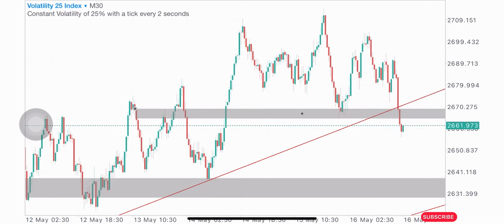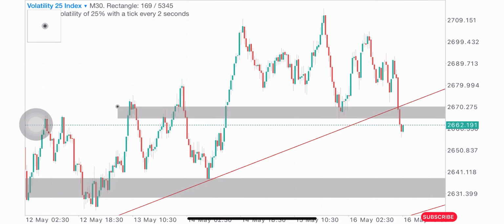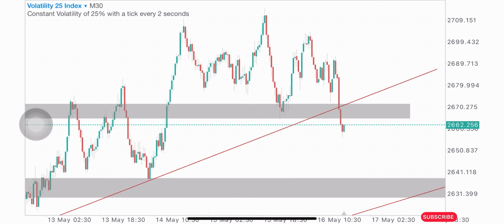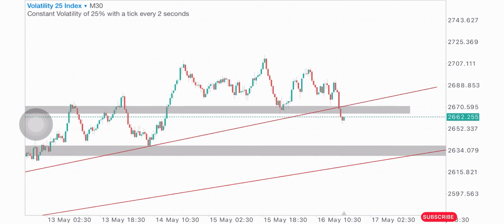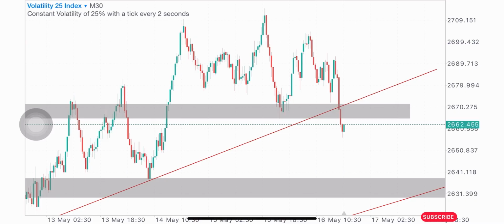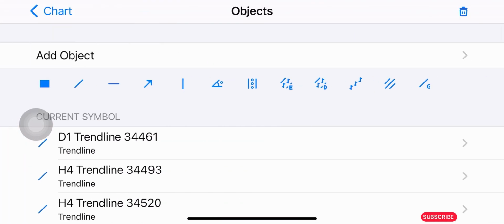Here on the 30-minute time frame, this is where I'll be waiting for my entry condition. I'll be waiting for a retest down to the zone. If the market retests the key level I've marked up there, then I'll be looking for my sell down to the next support and resistance zone below.